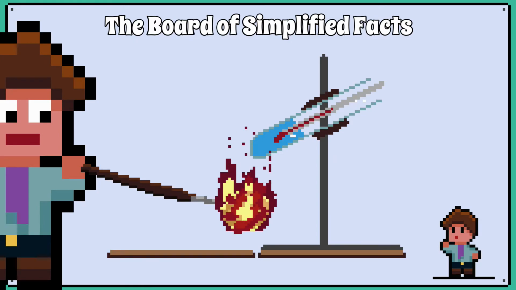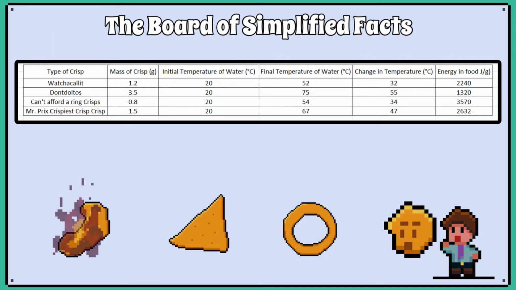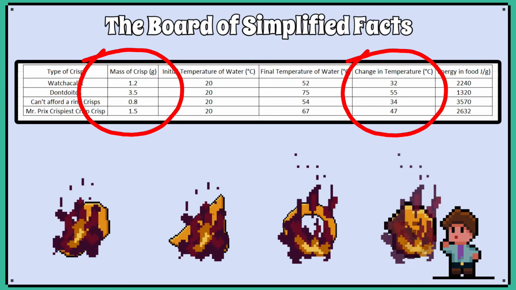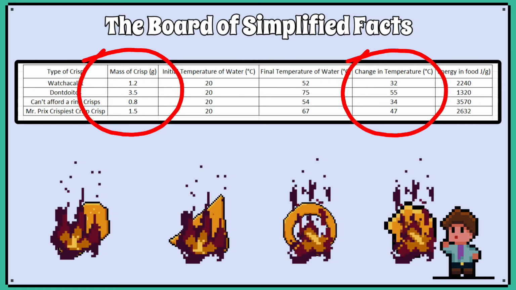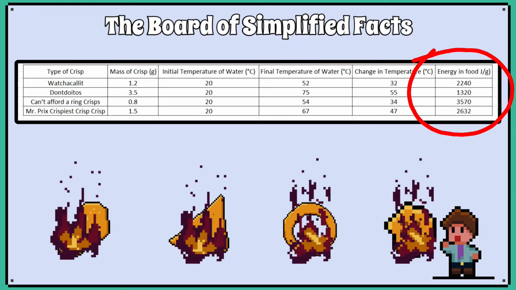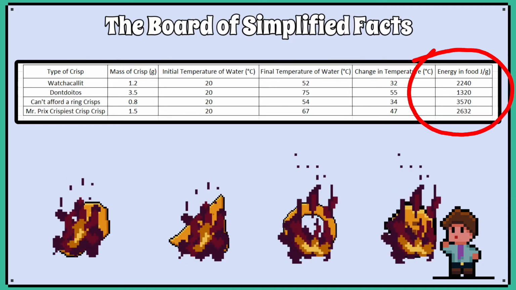This investigation measures how much energy is in different food. Normally, we burn different types of crisps in a classroom setting. The idea is that whichever crisp causes the greatest temperature increase in the water per gram has the greatest amount of chemical energy measured in joules per gram. This also means that that crisp has the most calories per gram.